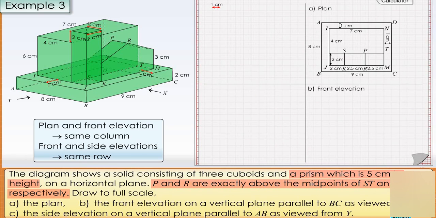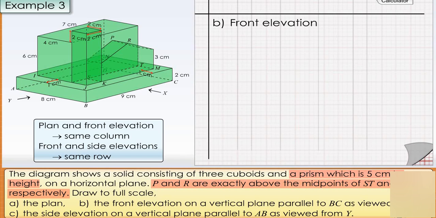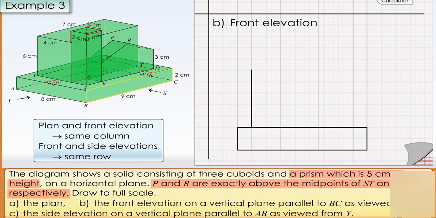Next, we draw the front elevation. To do this, we draw lightly projection lines from each corner of the plan to the front elevation part of our paper. Use these projection lines as guides to draw the front elevation. Complete it by including the labels and the measurements.